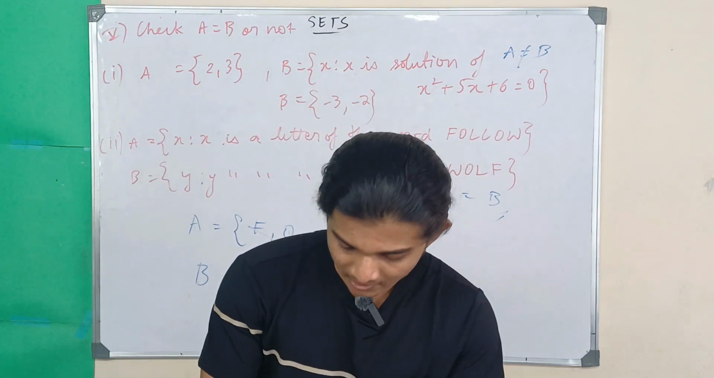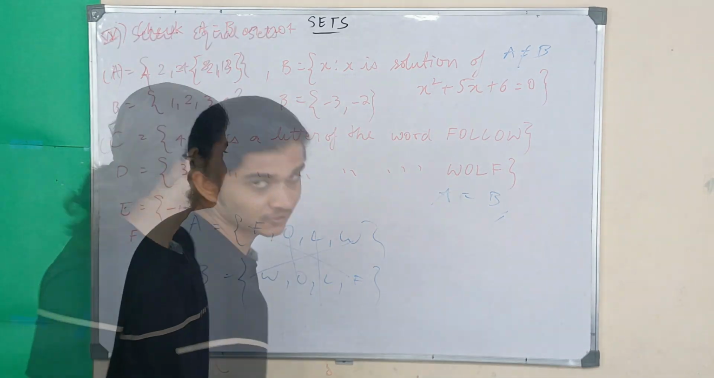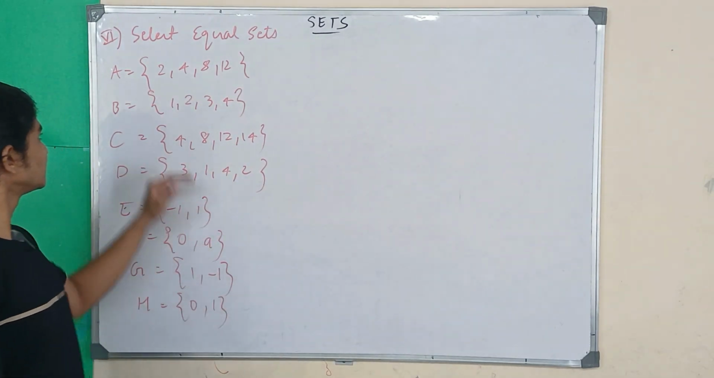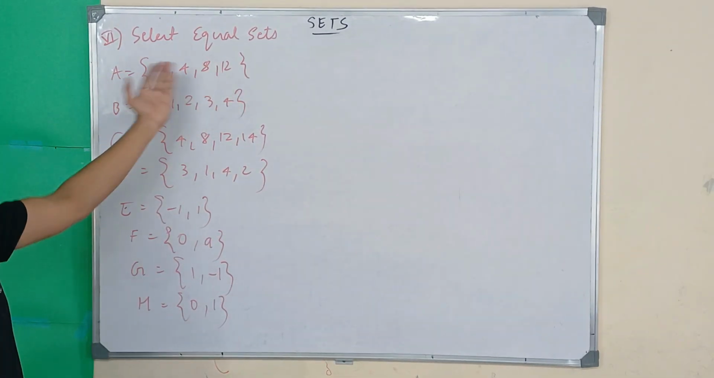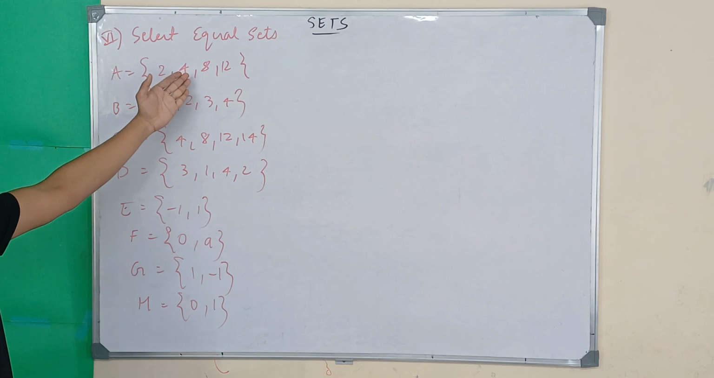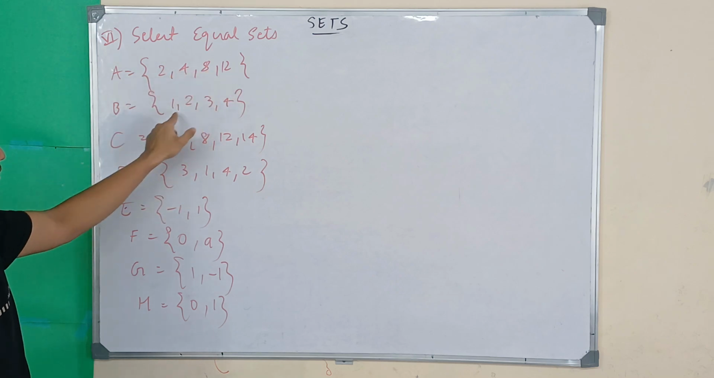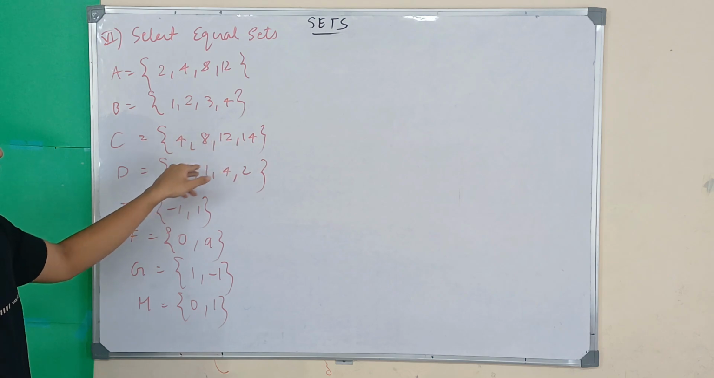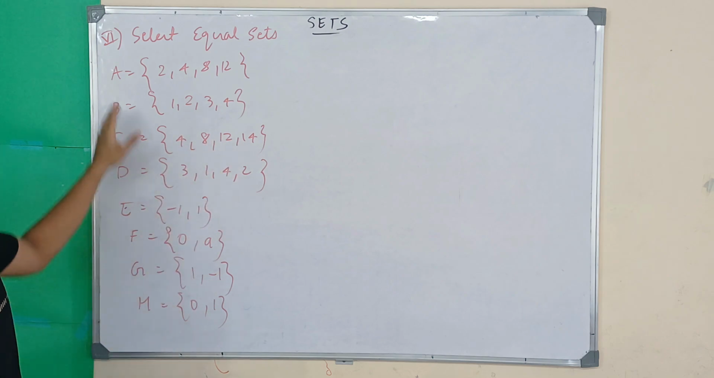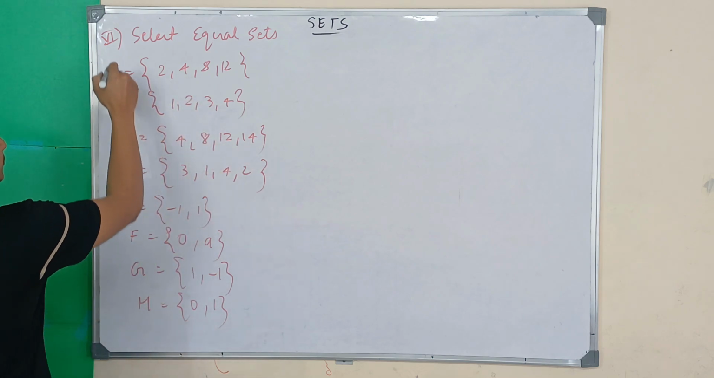There is one last problem, and I'm going to solve that one. The last problem of this exercise is to select the equal sets. So we have A equal to 2, 4, 8, 12. We have to check whether anything is matching here. 2, 4, 8, 12. No. 2, 4, no. No, no. So A is not equal to anything, so I can just remove this.